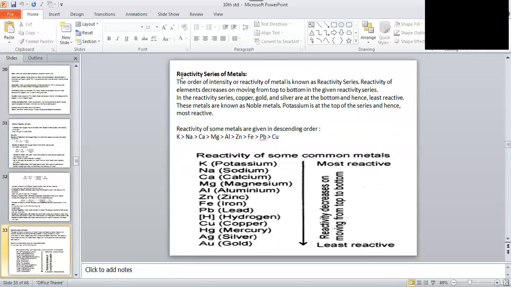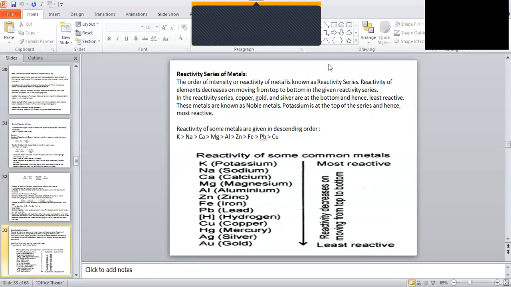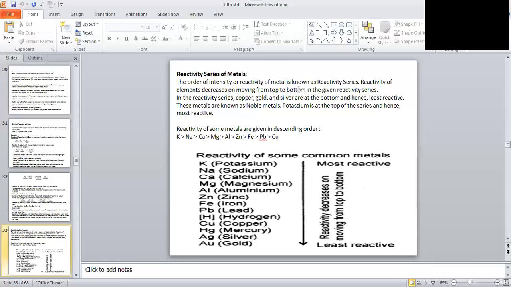Then reactivity series of metals. Just now we studied the reactivity order of metals. We studied it with H2O, that is the water molecule, and hydrochloric acid and sulfuric acid. In general, this is given for all reagents. So the order of intensity or the reactivity of metals is called a reactivity series. Reactivity of elements decreases on moving from top to bottom in this reactivity series.